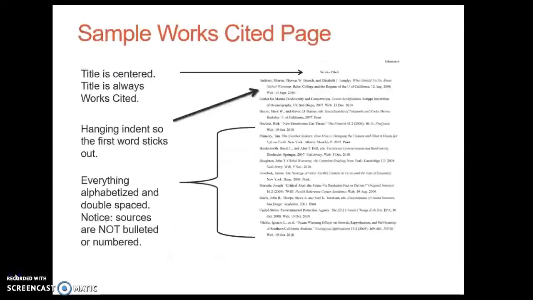So here we have an example of a correctly formatted works cited page based on MLA. A couple of things to pay attention to. The title is centered. The title is always works cited. Each source has a hanging indent so that that first word sticks out, whether it's the organization, the title, or the last name. Everything is alphabetized and double-spaced, and notice that the sources are not bulleted or numbered. They're simply listed in alphabetical order.